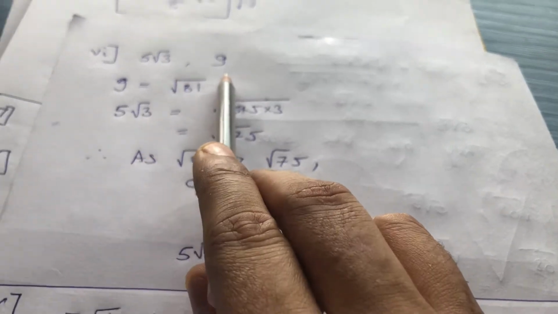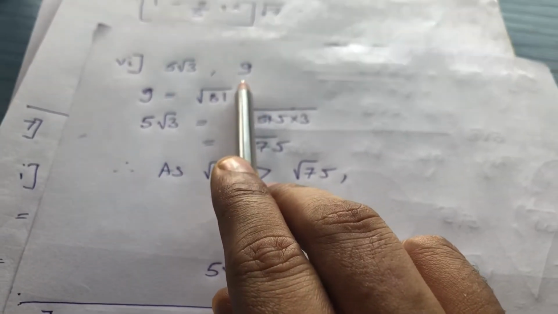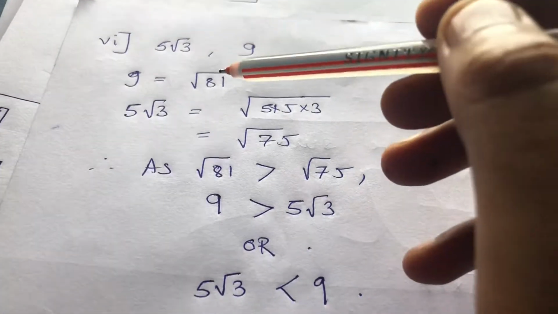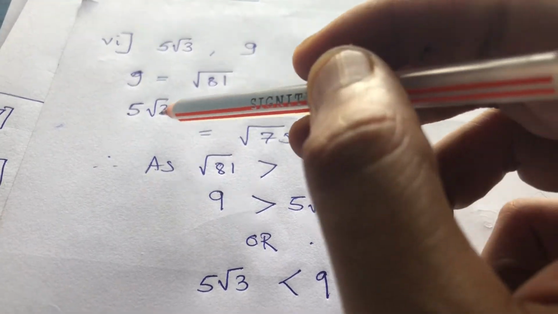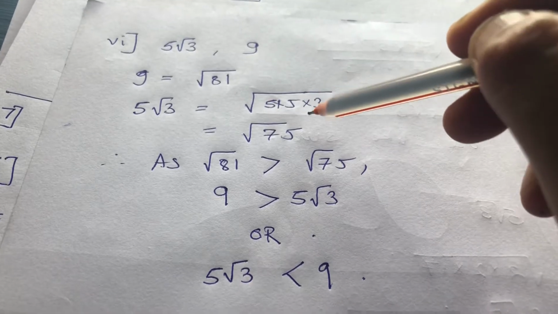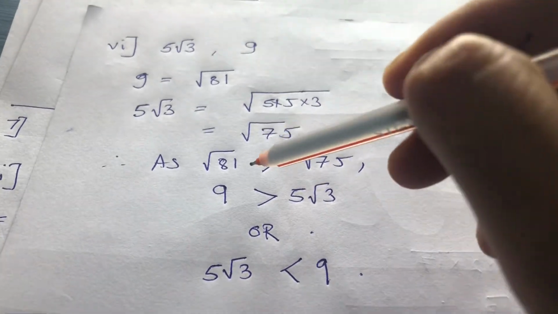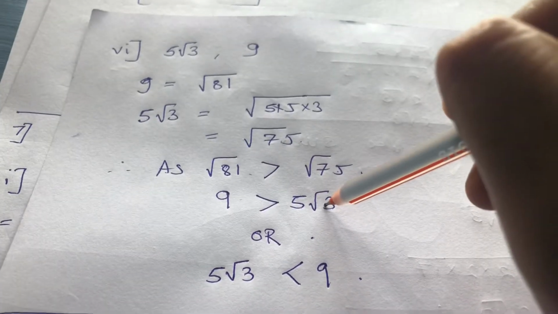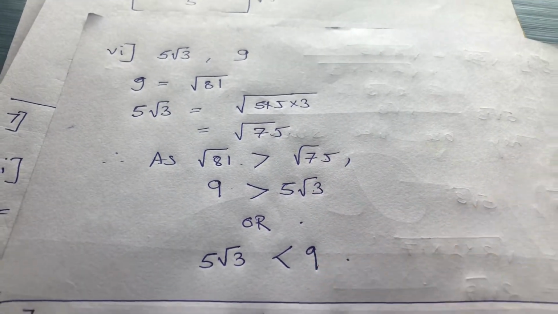5 root 3 and 9. So now 9 can be written as square root of 81. And 5 root 3, the 5 goes inside and it becomes root of 75. So obviously 81 is greater than 75. So 9 will be greater than 5 root 3, or you can write it in this way.